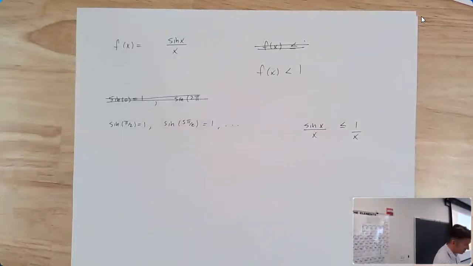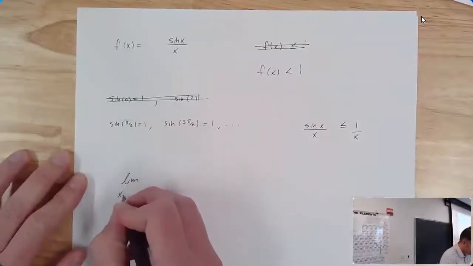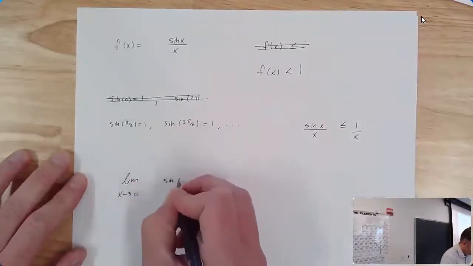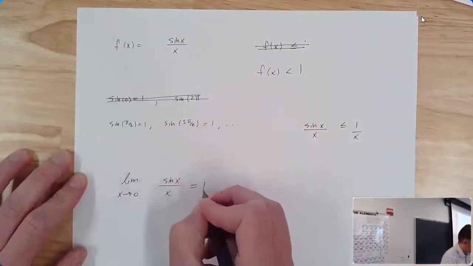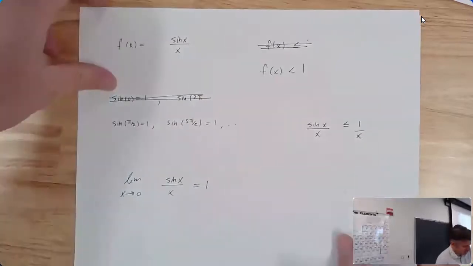So this function is always less than or equal to 1, but, and here's the crazy part, the limit as x goes to 0 of sine of x over x is equal to 1. The limit of a function can be a value it's not equal to. True.